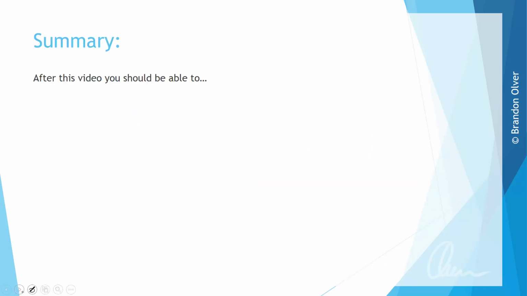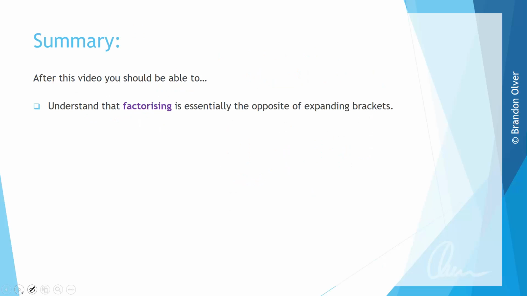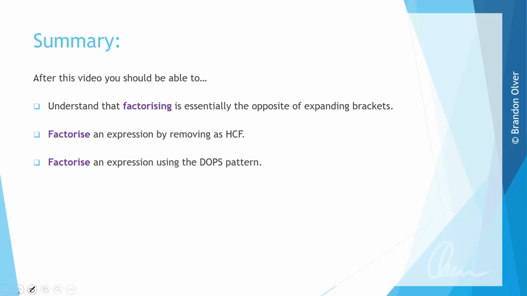So after this video, you should be able to understand that factorizing is essentially the opposite of expanding brackets. You should be able to factorize an expression by removing a highest common factor. You should be able to factorize an expression using the difference of perfect squares pattern. And you should be able to factorize an expression by grouping terms together, but you may need to trial and error different combinations to be successful when you're doing that.